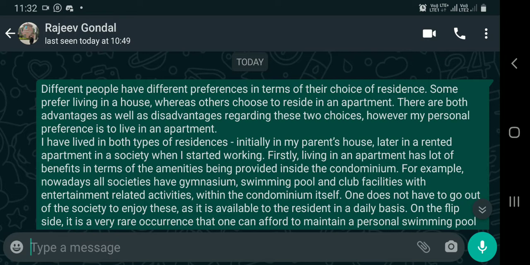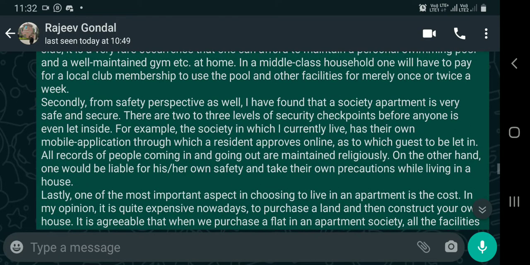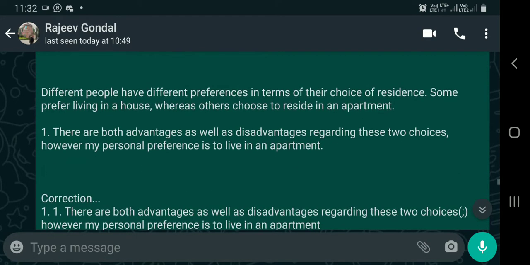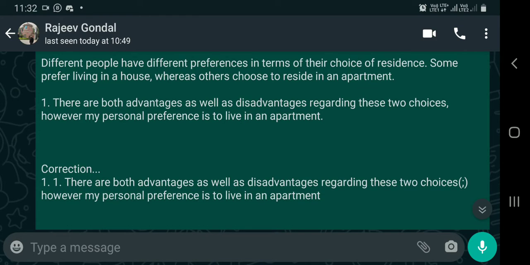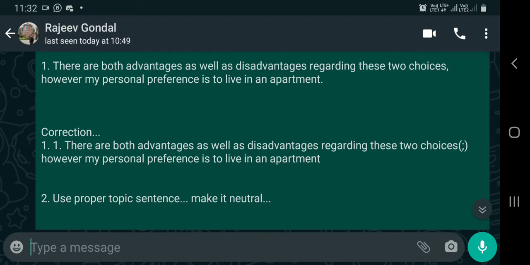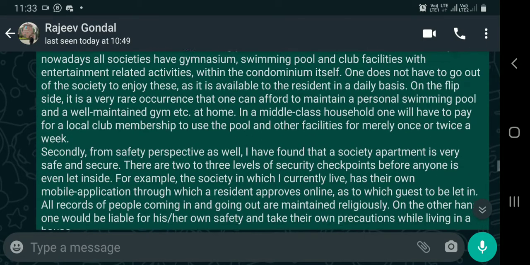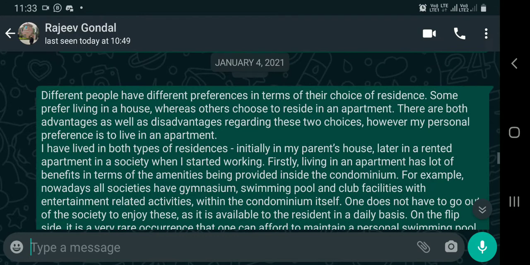So instead of a comma, you should put a semicolon here, and I've made this correction, as you can see. You can write it like this: there are both advantages as well as disadvantages regarding these two choices; however, my personal preference is to live in an apartment. So you put a semicolon after choices and a comma after however. Okay, so this is one thing.